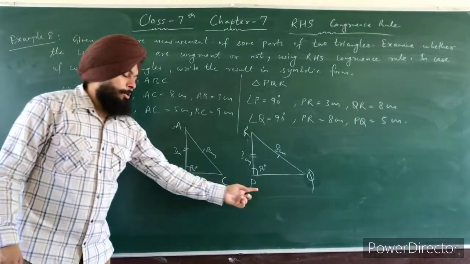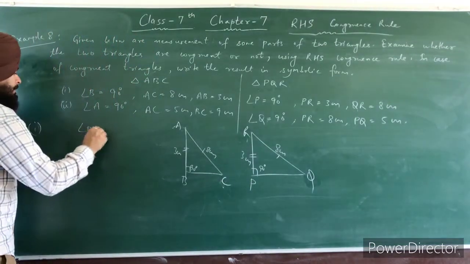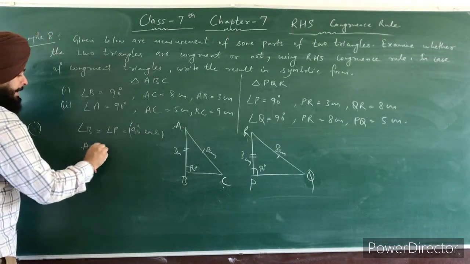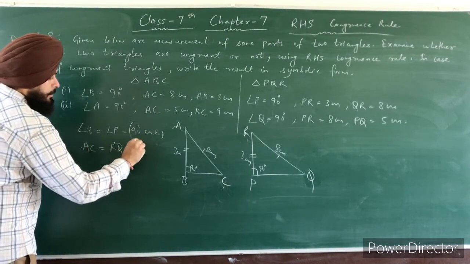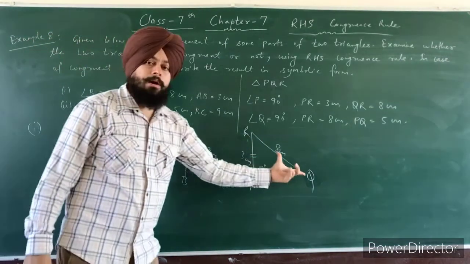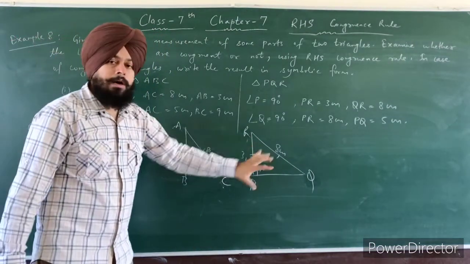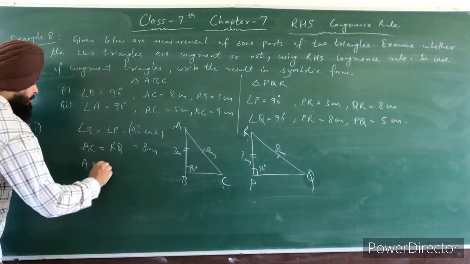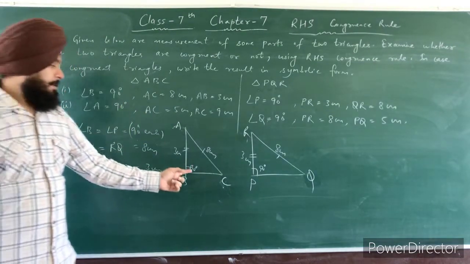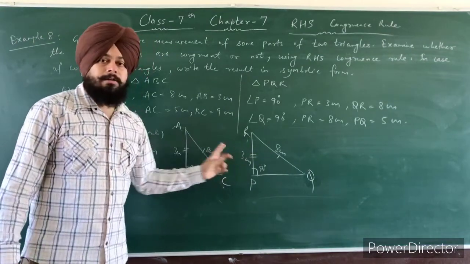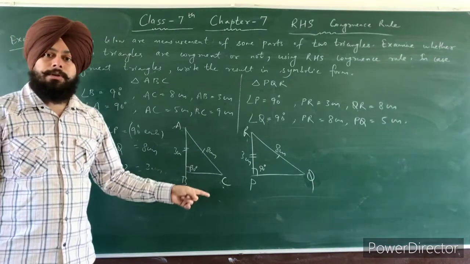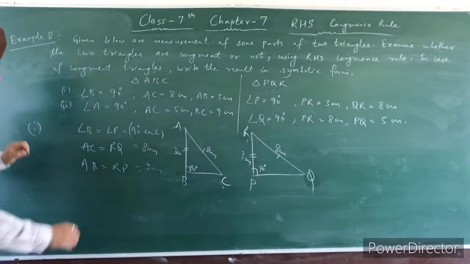So angle B is equal to angle P, 90 degrees each. Side AC is equal to side RQ, of length 8 cm. And the third one, AB is equal to RP, which is 3 cm. So this is the right angle, this is the hypotenuse, and the third one is a side. So by which congruence rule? By the RHS congruence rule, the triangles are congruent.